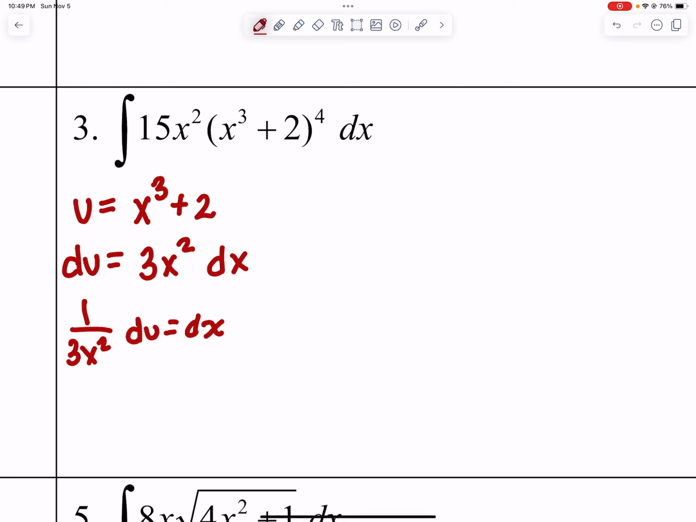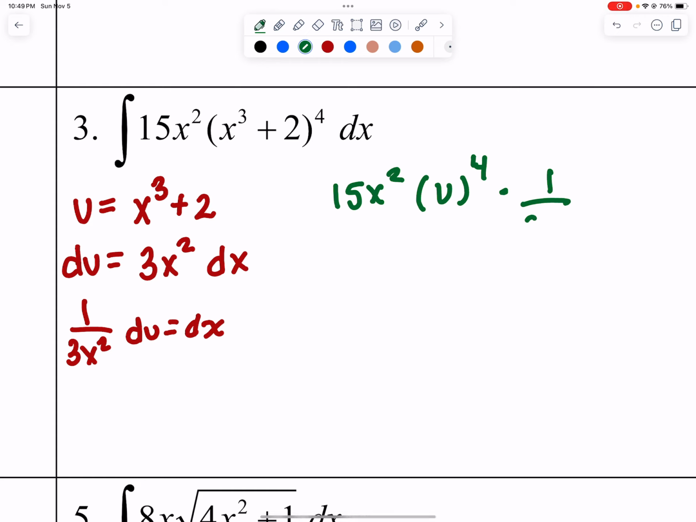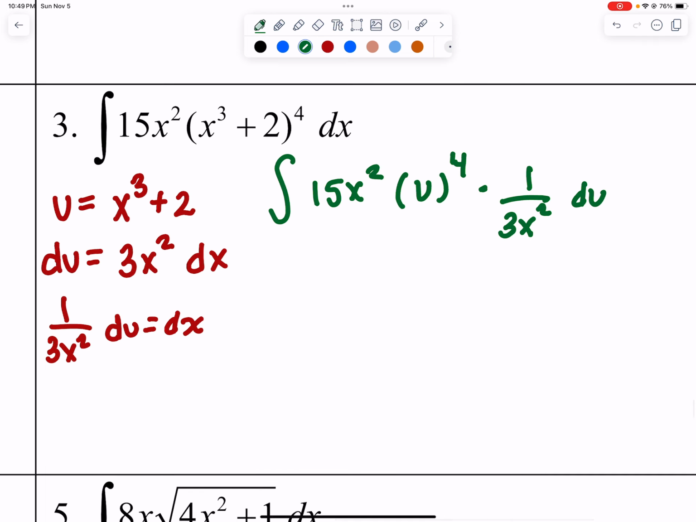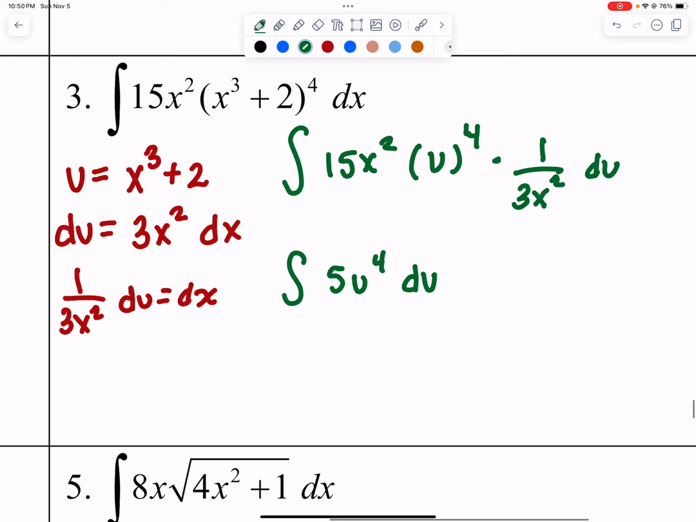So whenever I do my substitution here, I'm going to have 15x squared, I'm going to have u to the 4th, and then my dx is going to be 1 over 3x squared du. Simplify this a little bit. We are going to get 5u to the 4th du. Integrate using the power rule. You're going to get u to the 5th plus c. And remember that u is x cubed + 2, so I'm going to substitute that back in to get my answer of (x cubed + 2) to the 5th plus c.